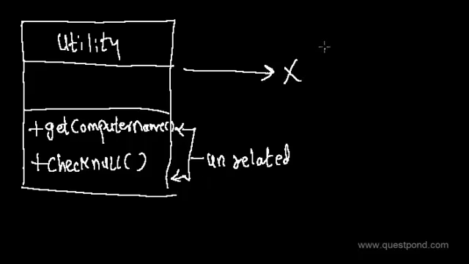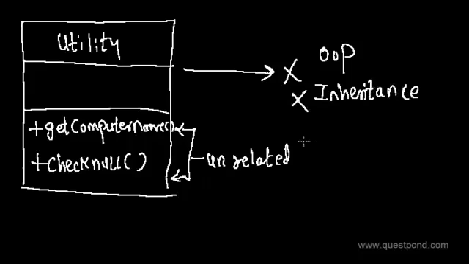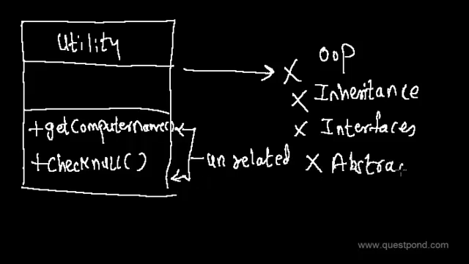What it also means is that any kind of object oriented principles should not be allowed to be applied on this utility class. In other words, nobody should be able to inherit this class. Nobody should be able to create interfaces, or apply interfaces over this class. The abstract keyword, the abstract classes, should not be allowed on this class. Polymorphism should not be allowed on this class. Why? Because this class does not represent any kind of real world object.